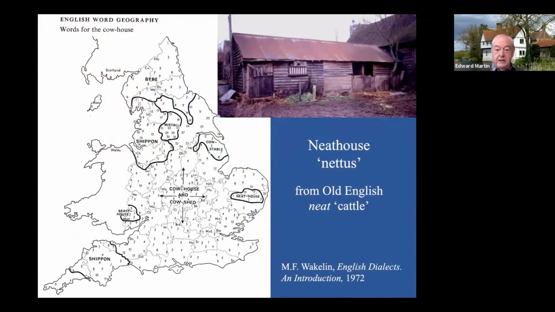And it has an effect on what we might find. For instance, this is the dialect word for a cattle house, cow house, a nettus in Suffolk. Most of the dialect evidence is from that northern area.